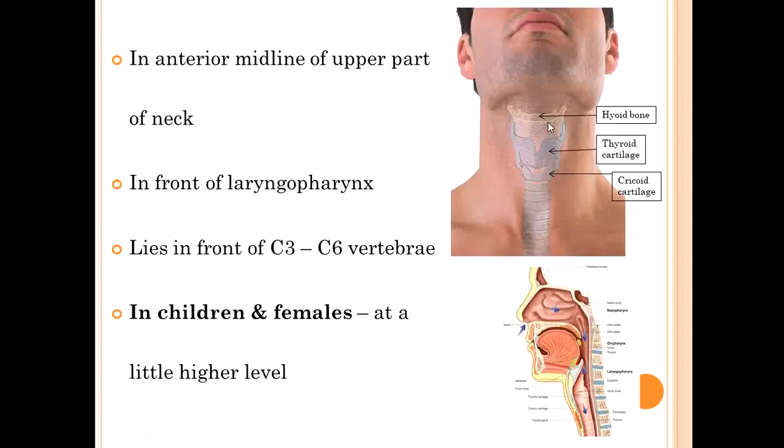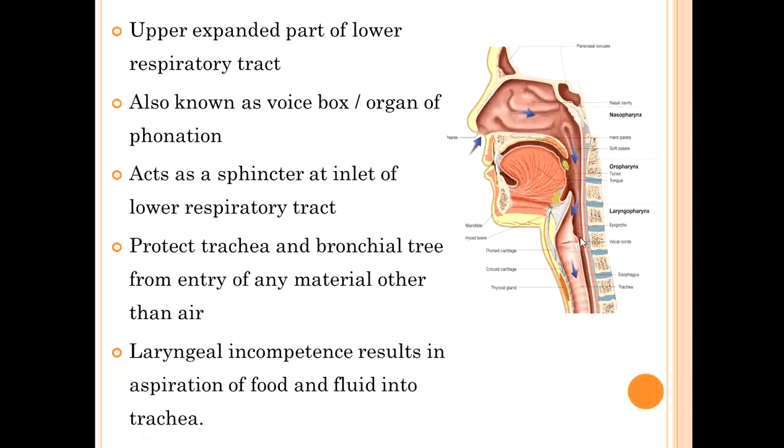Okay, now what is location and extent? You can see here, this is located in the anterior midline of the upper part of the neck. This is midline, anterior part and upper part of neck. So this is the location of larynx, here, this one, blue color. And as I told you, it lies in front of laryngopharynx. Behind it, you see, this one is laryngopharynx. Pharynx has three parts, nasopharynx, oropharynx and laryngopharynx, and in front of laryngopharynx is the larynx.